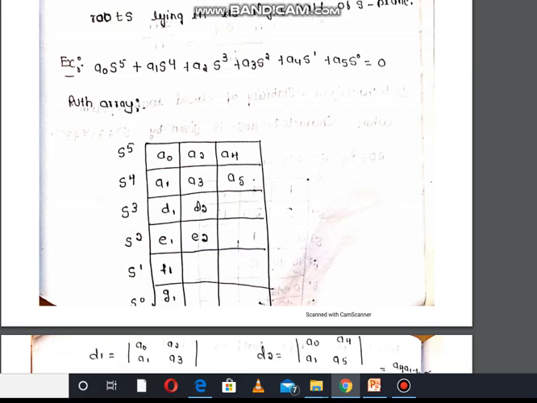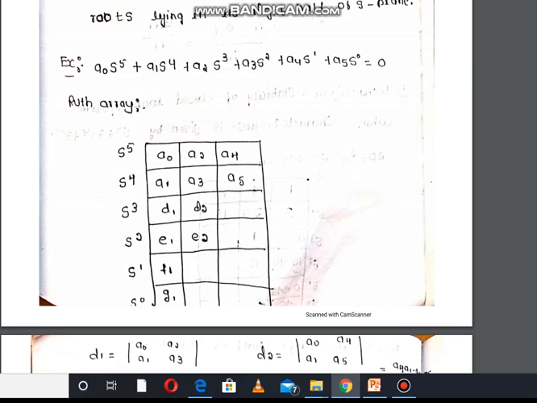Then for the even powers I start with s to the power 4, whose coefficient is a1, then s square with coefficient a3, then s to the power 0 with coefficient a5. So these two rows are formed, right? Then I have to write the remaining rows: s cube, s square, s to the power 1, and s to the power 0.